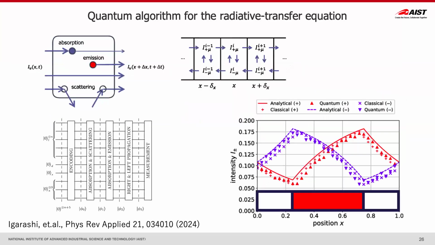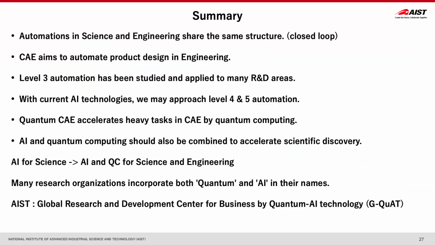This is an example of what we are doing now. There are many products or many fields of simulation, and we basically need the quantum version of the simulation. So in this field, people are working hard to invent the quantum version of the simulation algorithms. This is one example, a quantum algorithm for the radiative transfer equation.